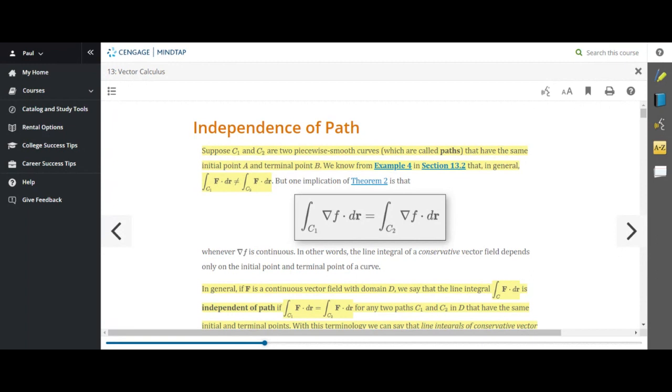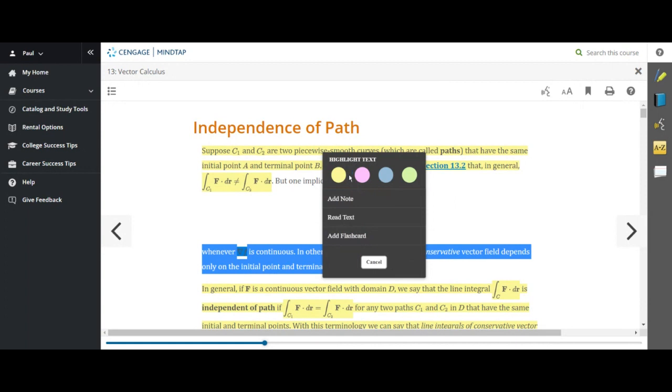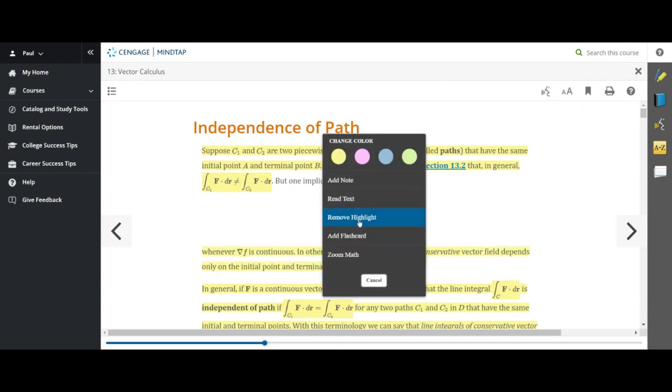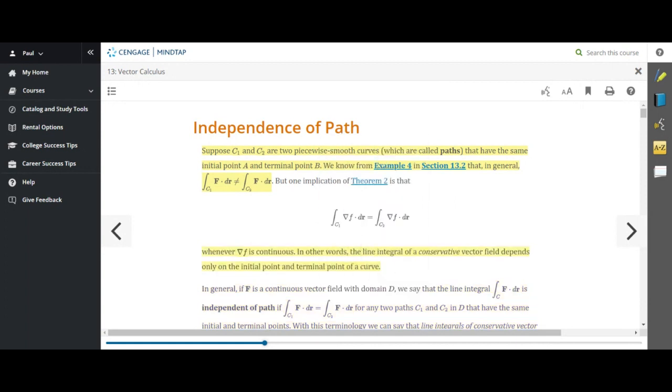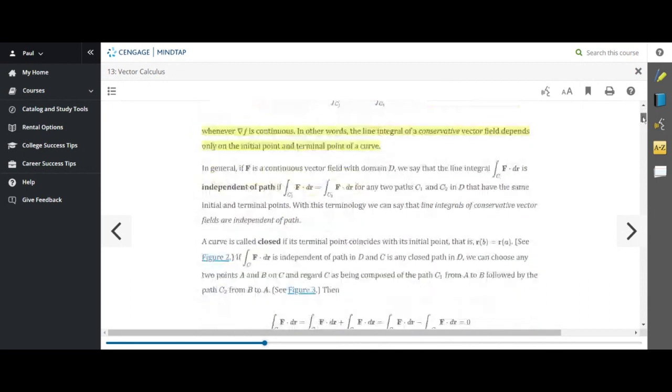So what we say then is, in other words, the line integral of a conservative vector field depends only on the initial point and terminal point of the curve, because a conservative vector field is a vector field F such that it equals the gradient of some function, and you can find the function. Okay, so that's like gold, right? If you can do that, that's like gold.